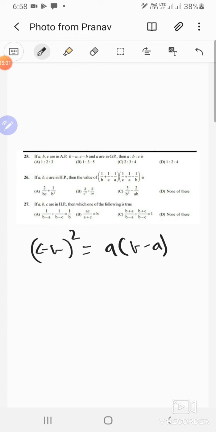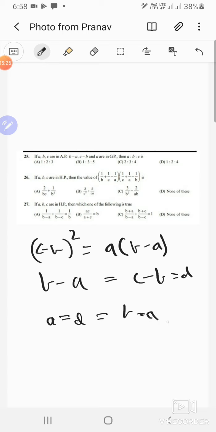And by the way, A, B, C are in an AP. Which means that B minus A is equal to C minus B. And what we can do is call this D maybe. So here you will get D squared is equal to A times D, which means that A is equal to D, which can be written as B minus A, right? That gives me B is equal to 2A.